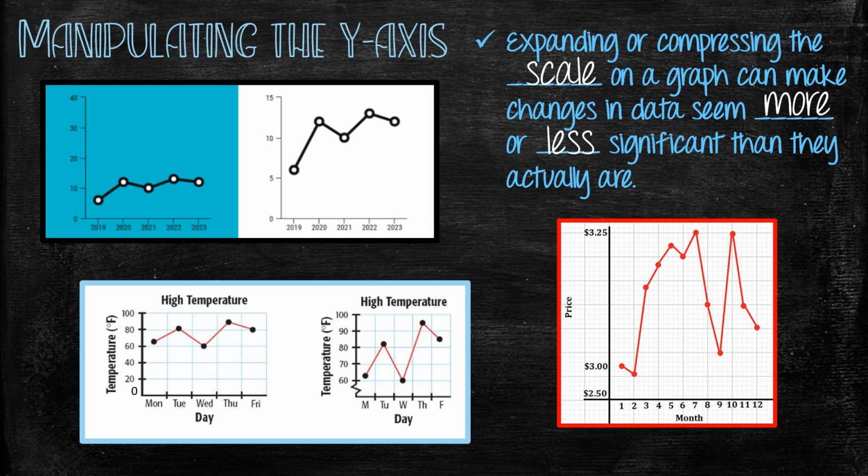And look at how messed up the graph in red is. You're starting at $2.50. You go up like a box and a half to $3. And then look, there's a huge jump to get to $3.25.